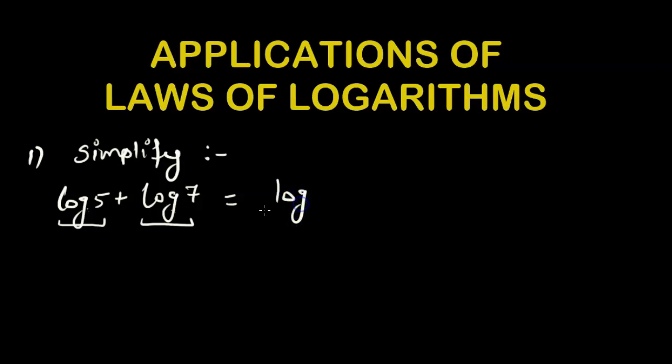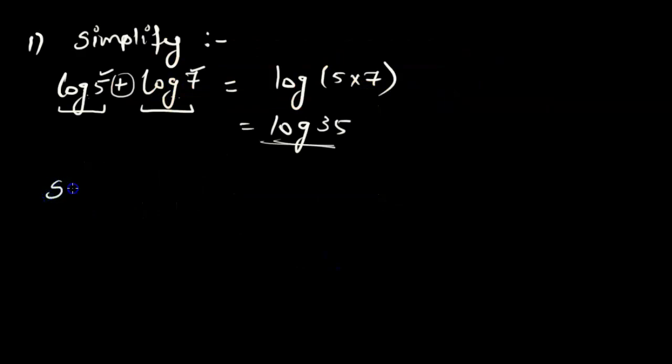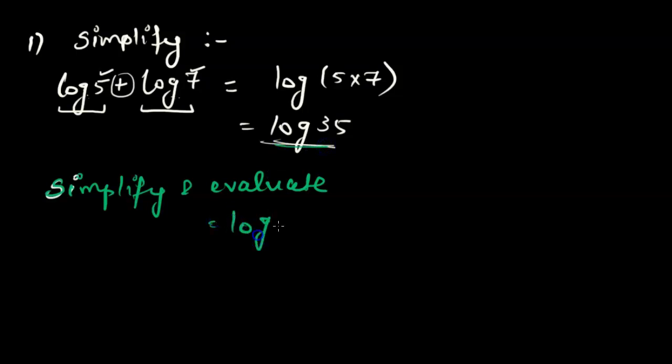So what we can do is simply apply the laws of logarithms. There is a plus sign, bases are the same. We would just multiply these numbers and we would get 5 times 7. That would give us log 35. If the question wants us to simplify, we would leave it here. However, if the question wants us to simplify and evaluate, then what we have got from here is log 35.